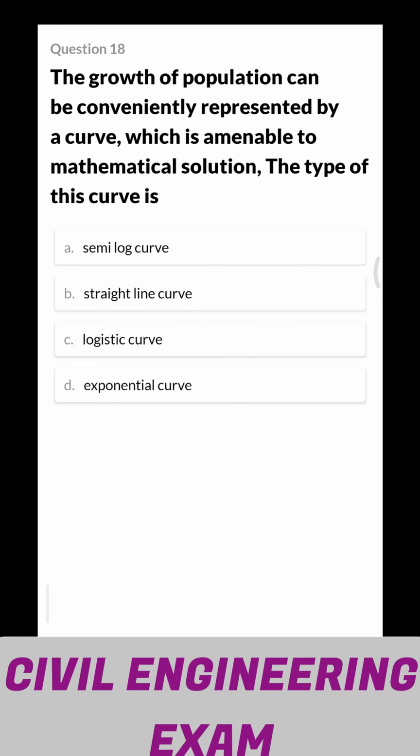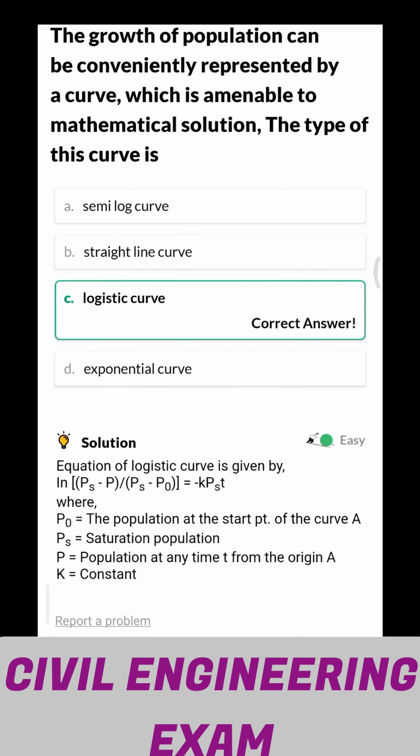So next question, the growth of population can be conveniently represented by a curve which is assumed to follow a mathematical solution. The type of curve is option A, semi-log curve, option B, straight line curve, option C, logistic curve, option D, exponential curve. So the correct answer is option C, logistic curve.